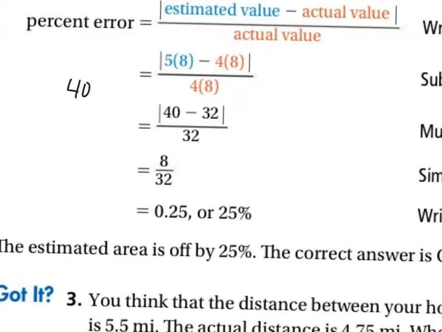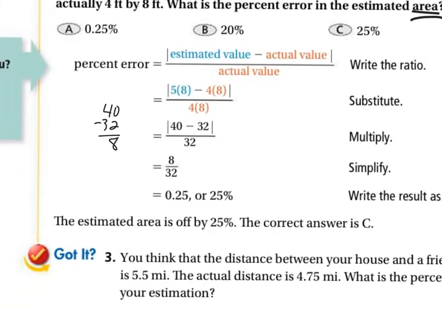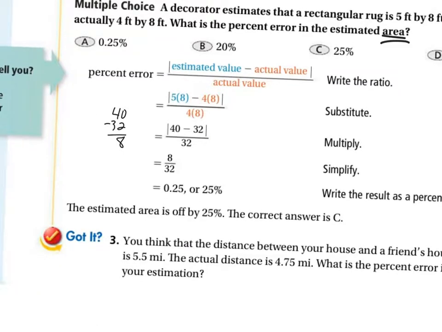If you want to, you don't necessarily have to mess with the absolute value part. You can just take the bigger number minus the smaller number. So that difference is 8. And then we're going to compare it to the actual value. So the actual area was 32. If you do 8 divided by 32, you get 25 hundredths, which is 25%. So the percent error would be 25%. And again, just like percent change, instead of dividing by the original, we're dividing by the actual value.